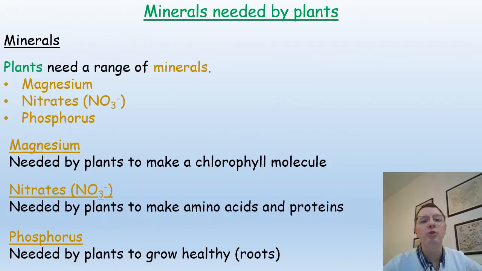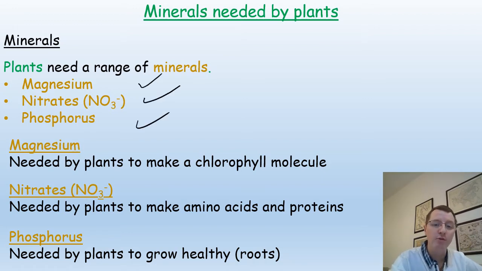So what minerals are needed by a plant? Well, there's three major minerals that all plants need. Of course there are a lot more. So plants need magnesium, nitrates and phosphorus.